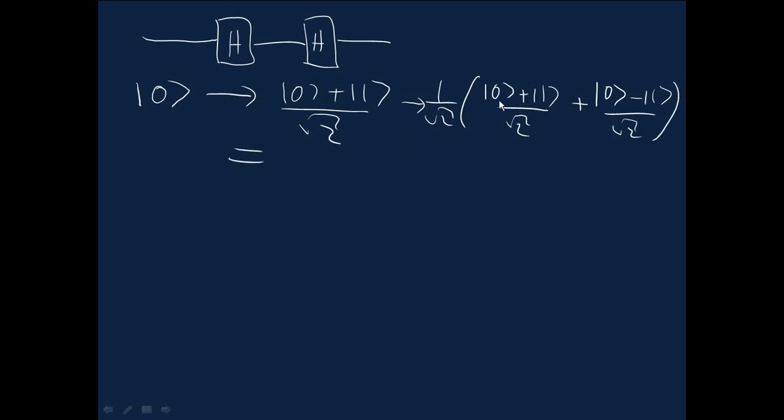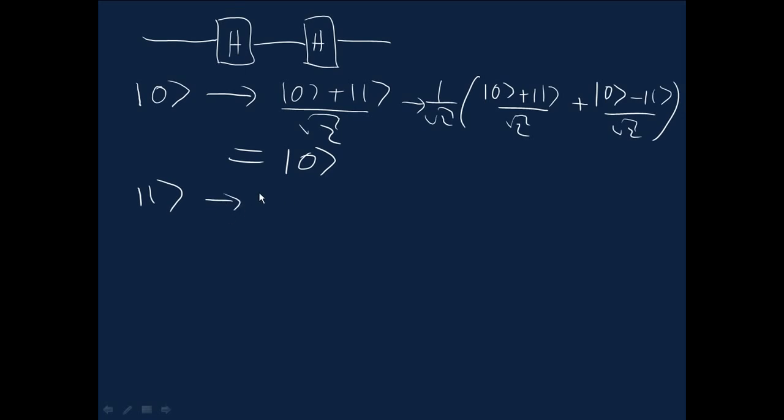And you'll notice that the 1 terms here cancel each other out. So you're just left with the 0 term over root 2 times root 2, but there are 2 of them, so you actually end up with the 0 state. It's not changed, in other words.